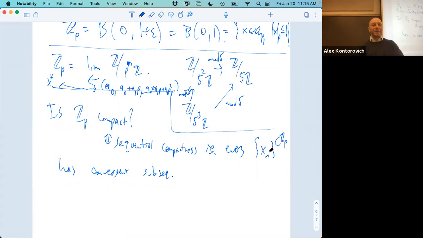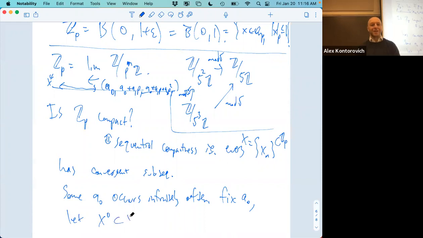So if I have this infinite sequence, I can look at the first digits. There's only finitely many first digits, so some first digit occurs infinitely often. Some A0 occurs infinitely often. So fix that A0, and let's call this sequence X. Let X0, a subset of X, be the set of Xn in X such that A0 of Xn is this fixed A0.